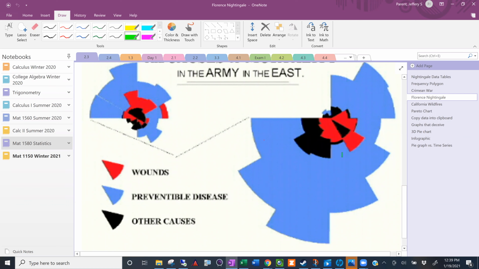But this was her graph. This graph was reproduced in countless places worldwide to show the efficacy of good care in hospitals and sanitization. So even though she's remembered for being a nursing pioneer, she should also be really remembered for her work in statistics, because it was statistics that helped her convince people of a better approach to healthcare.